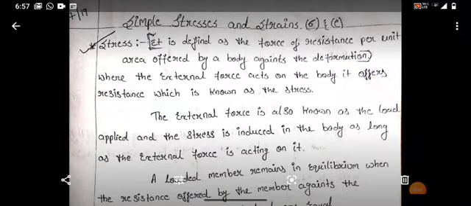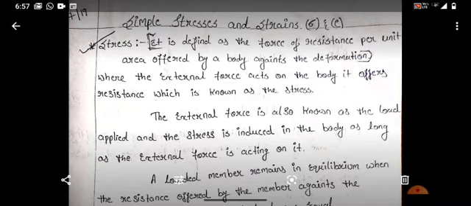Hi students, today we will discuss simple stresses and strains, the first unit of strength of material. So let us see first what is stress. Stress is defined as the force of resistance per unit area offered by a body against the deformation.